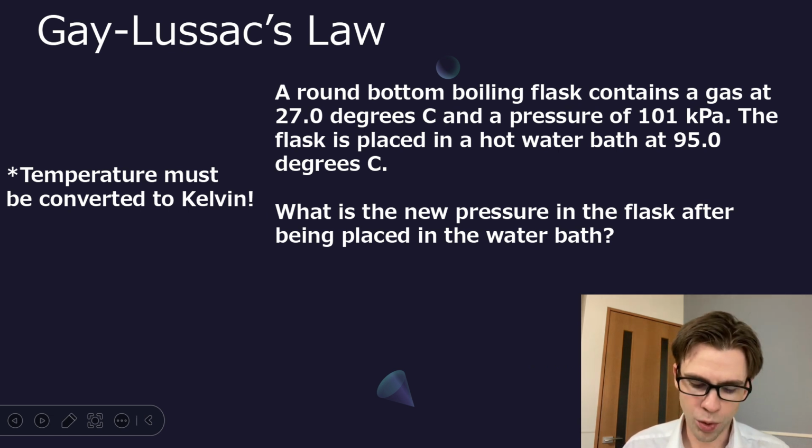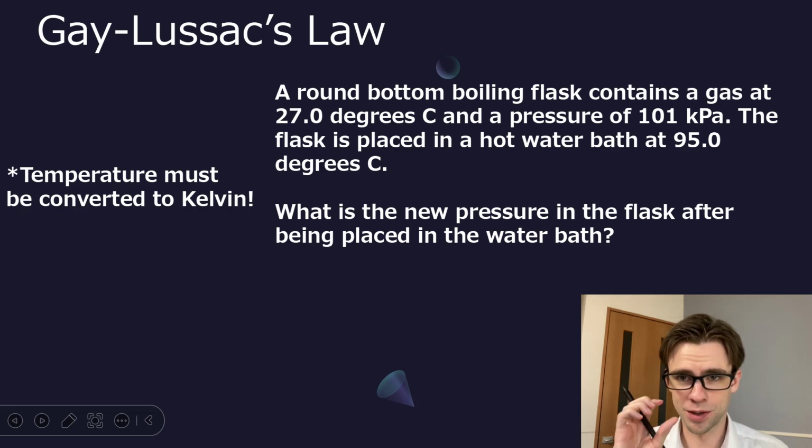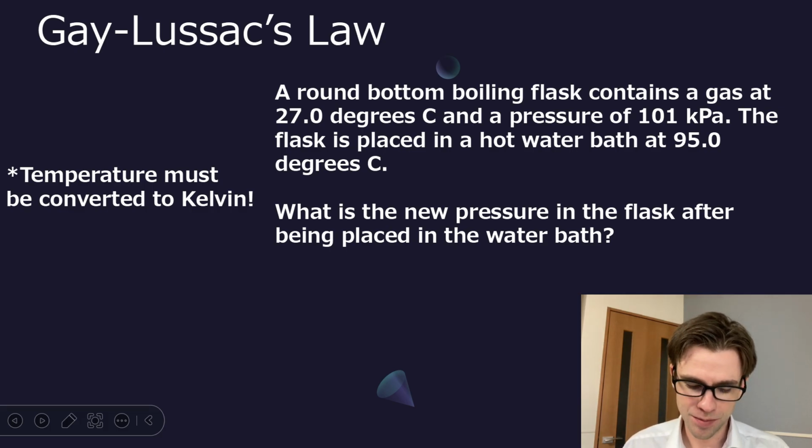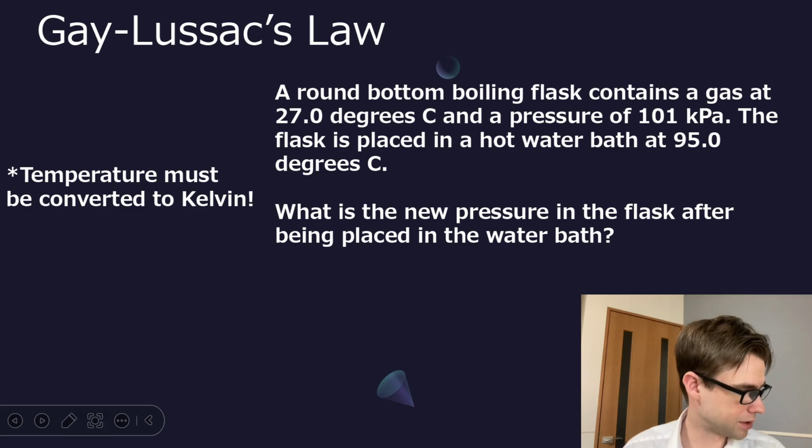So a round bottom boiling flask contains a gas at 27.0 degrees C and a pressure of 101 kilopascals. So just maybe some gas in a round bottom container in a laboratory at standard pressure. The flask is placed in a hot water bath then at 95.0 degrees C. What's the new pressure in the flask after being placed in the water bath? Okay, so here we have a round bottom glass flask. It'll probably have a lid on the top or stopper. That means the gas inside here cannot change volume. So we have some temperatures here. This must also be converted to Kelvin, but we're going to be using Gay-Lussac's law.